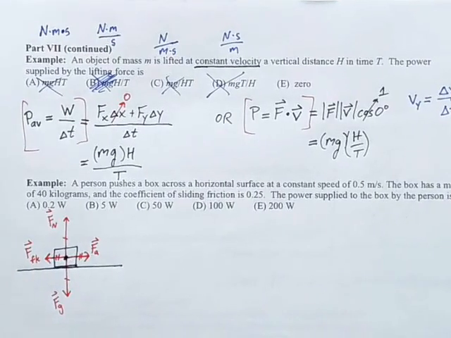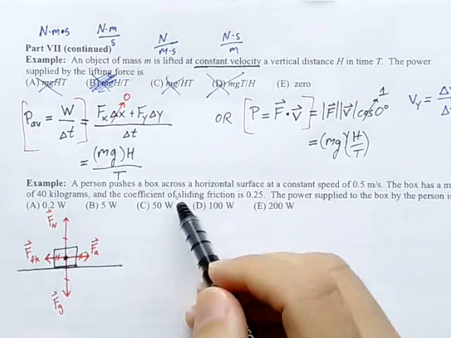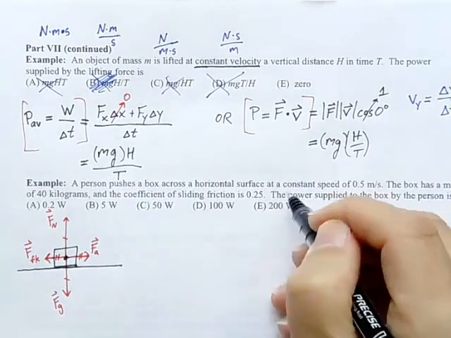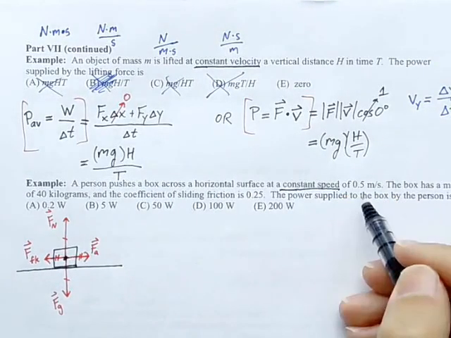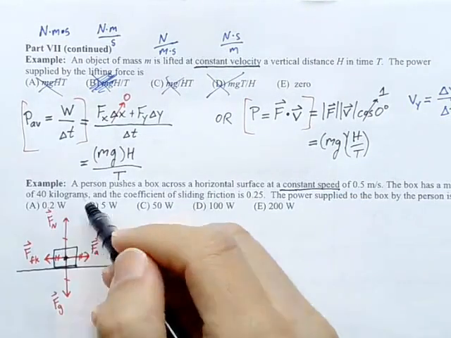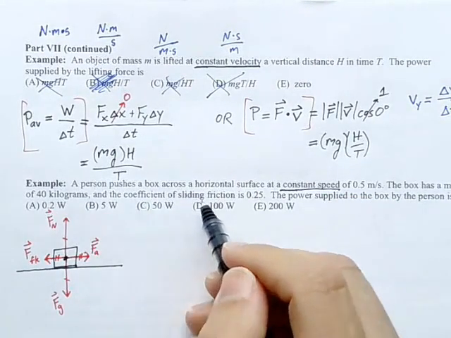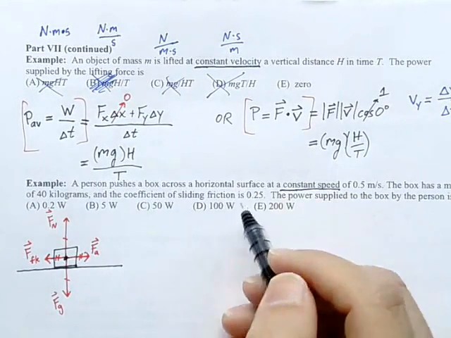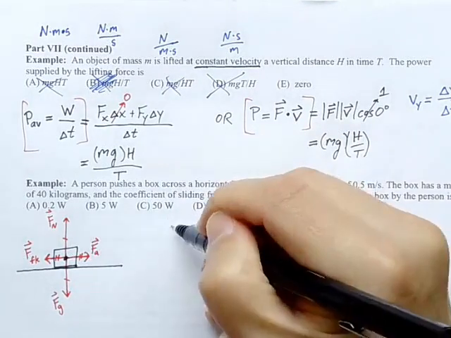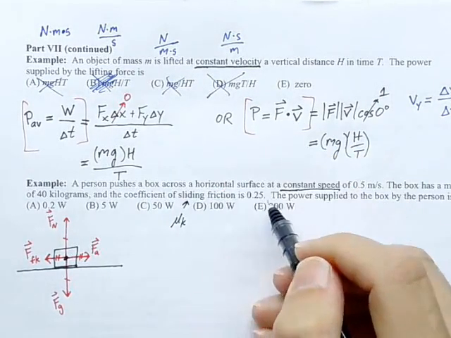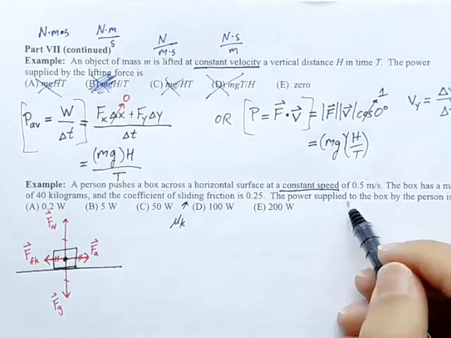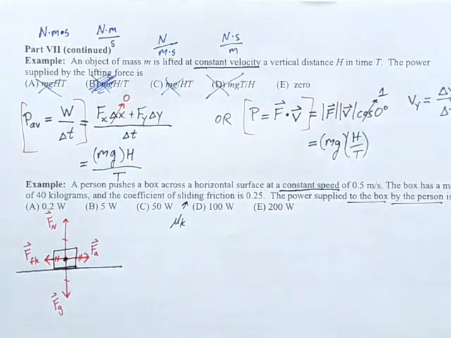Okay, now this second multiple choice practice problem. A person pushes a box across a horizontal surface at a constant speed, note constant speed, very important, of 0.5 meters per second. The box has a mass of 40 kilograms, and the coefficient of sliding friction, meaning the coefficient of kinetic friction, mu k, is 0.25. Power supplied to the box by the person pushing it.